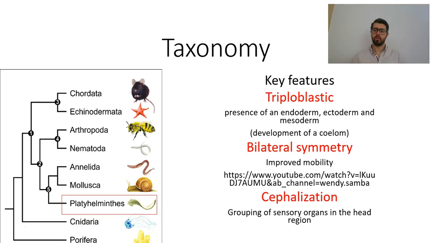We also see the presence of bilateral symmetry, and this allows improved mobility. Whenever we look at the radial symmetry that we have, say, in a starfish, we see that these types of animals can't actually move around effectively, whereas bilateral symmetry, which is actually paired with cephalization, allows for movement and for the ability to have all of the organs in one central head region.